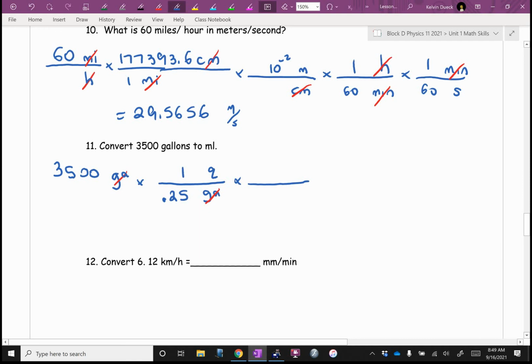Where's quarts going to go? What can I change quarts into? And I think I told you yesterday, I always write my liters L as a cursive so that you know it's not a 1. What's the conversion factor there? 1.0567 quarts is, they're almost the same.